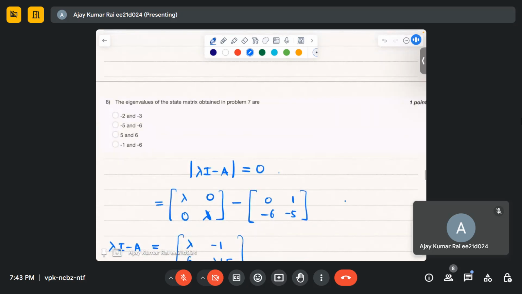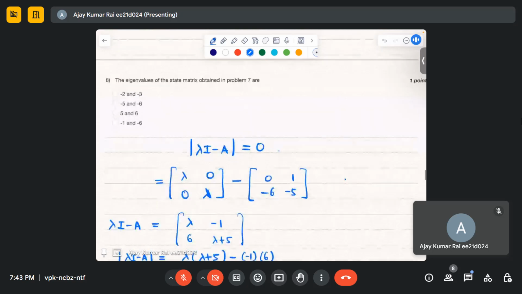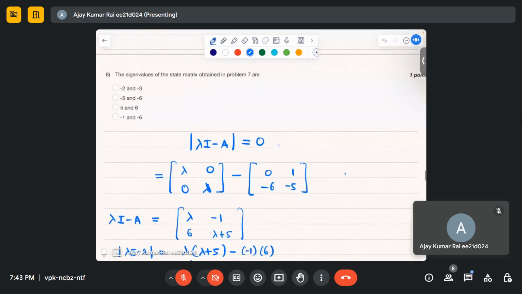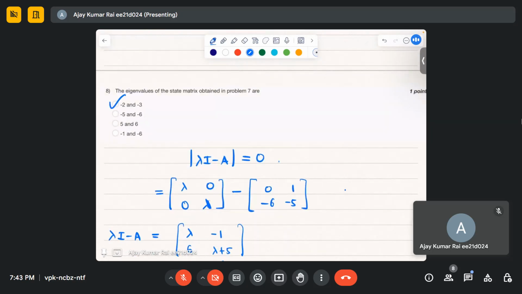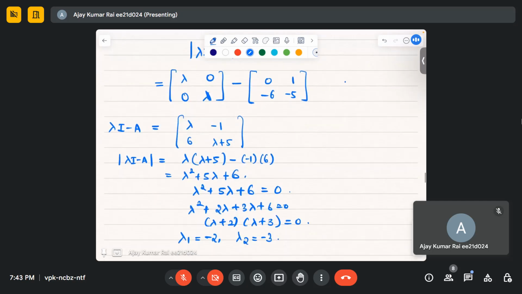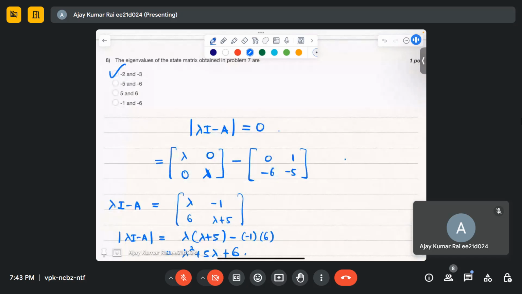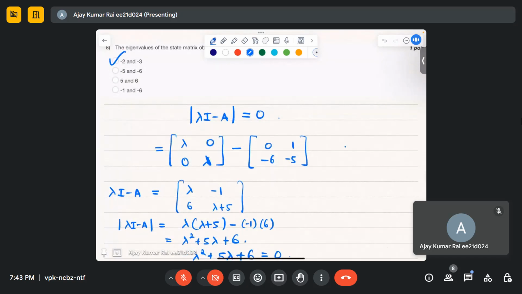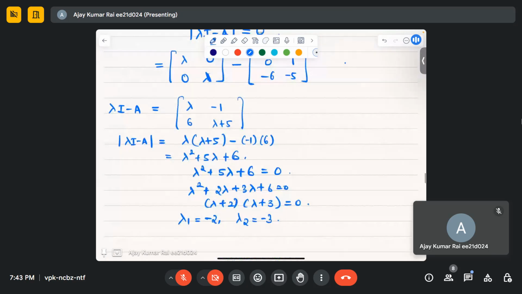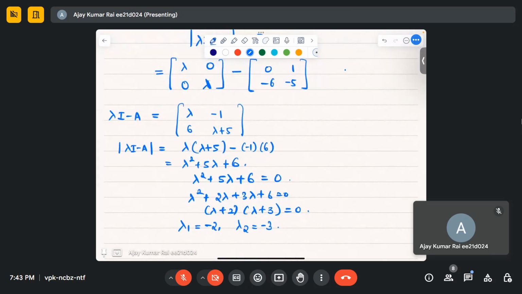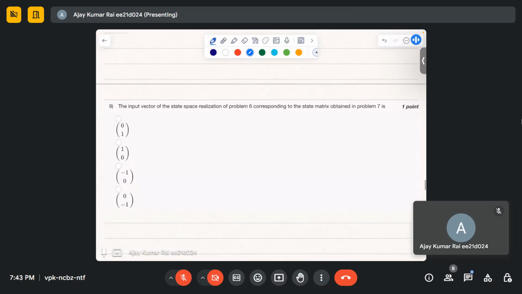So the eigenvalues of the state matrix obtained in 7 are minus 2 and minus 3. Any doubt in this? We're just finding the eigenvalues by doing lambda I minus A, and determinant of lambda I minus A equal to 0. That's what I have done, and find the values of lambda 1 and lambda 2. Okay, go to the next question.